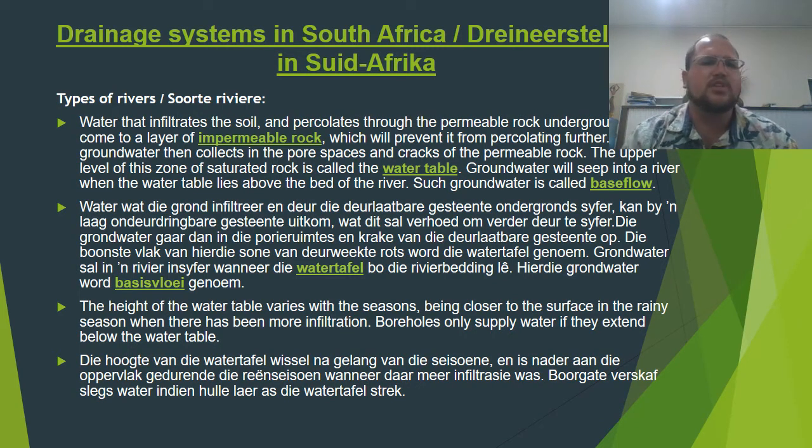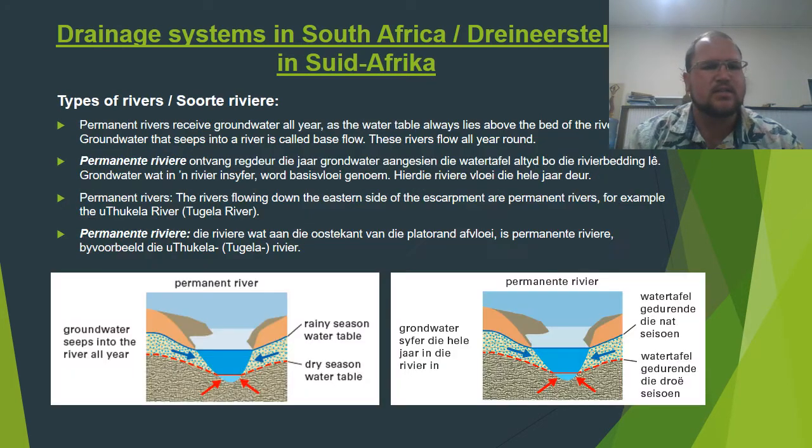Drainage systems in South Africa, types of rivers. We get a lot of types of rivers. Let's go through, because I think the side water infiltrates the soil and percolates through the permeable rock. This is discussing water tables again.